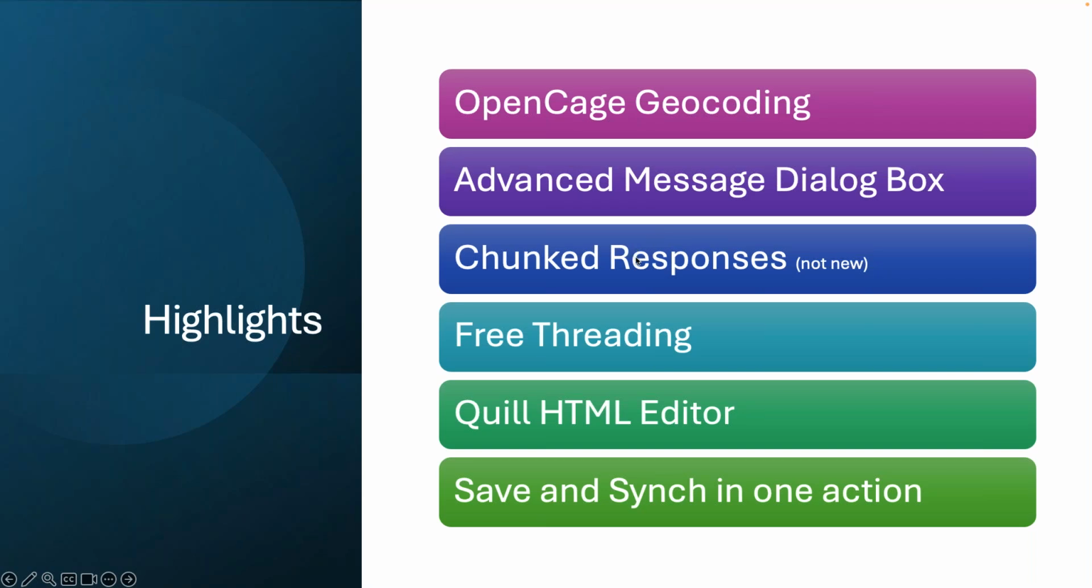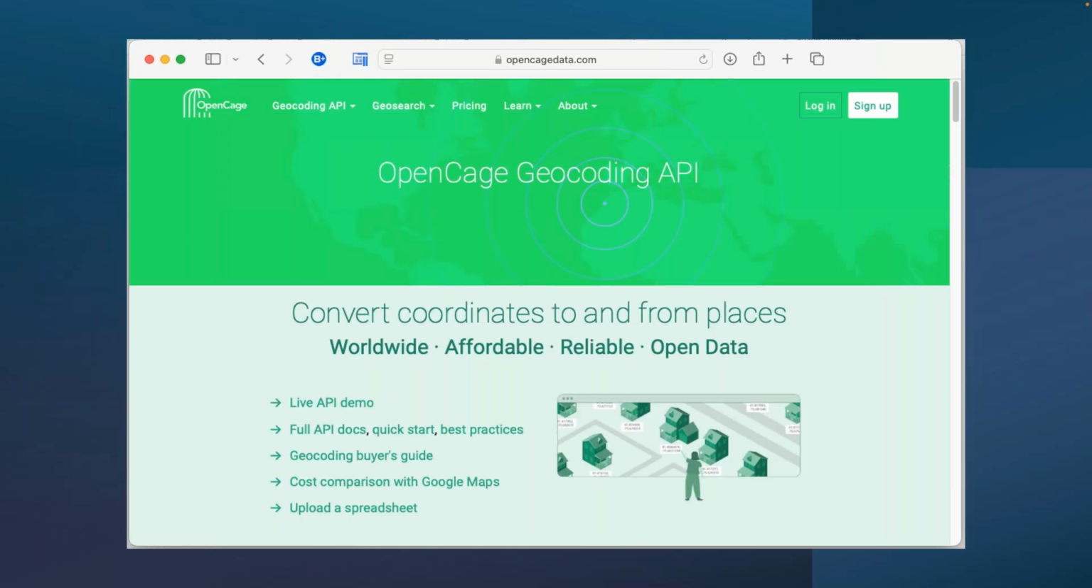And that actually brings us to a topic that isn't new, but is really pretty interesting, called chunked responses. And we have an example of that today. We're going to be talking about free threading, the new Quill HTML editor, and how we have combined save and sync into one action, if you wish, for the list control action bar. So let's get started. We're going to begin with OpenCage geocoding.